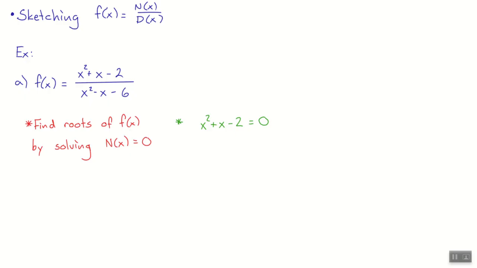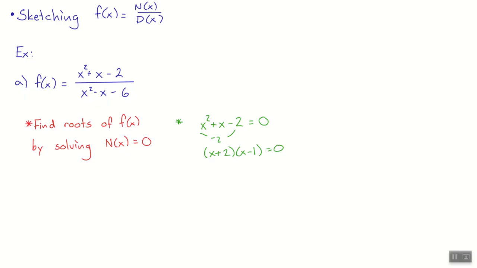Can you guys think of factors of -2 that add up to 1? 2 and -1. So that means I know that this is x plus 2 and x minus 1. We're just using a shortcut for factoring, equals 0. What are the roots here of our function then?